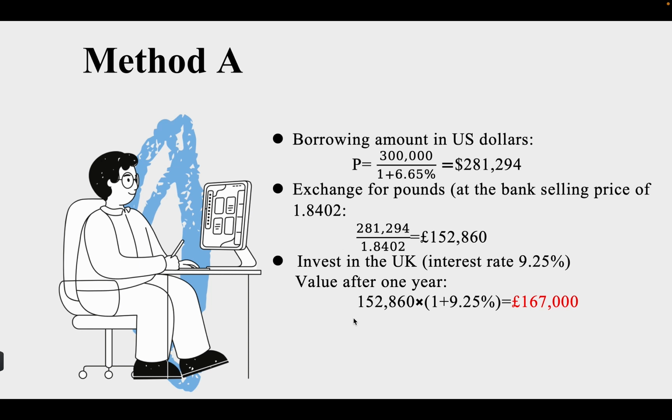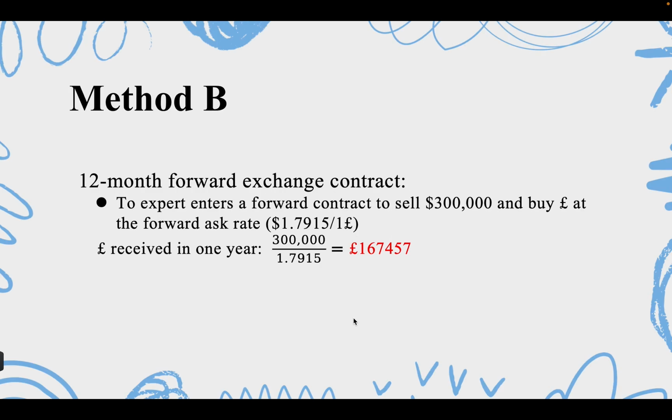The third step is to invest this sterling fund in the UK itself, taking advantage of the high interest rate of 9.25% in the UK. The 152,860 pounds investment will increase in value to 167,000 pounds after 1 year. Thus, after a complete money market hedging operation, the exporter ends up locking in a net gain of 167,000 pounds.